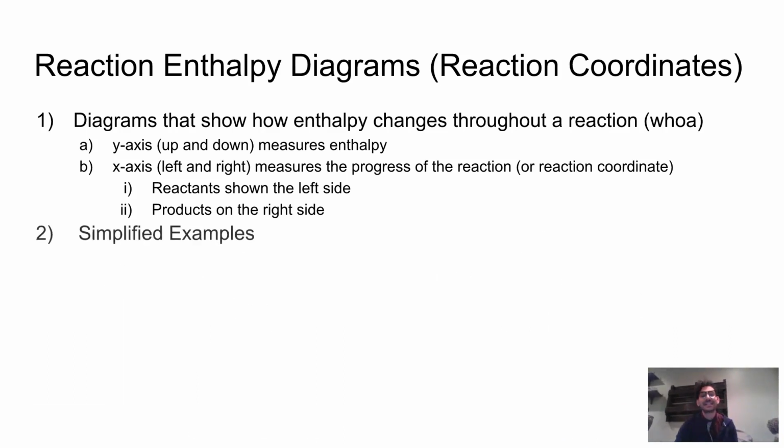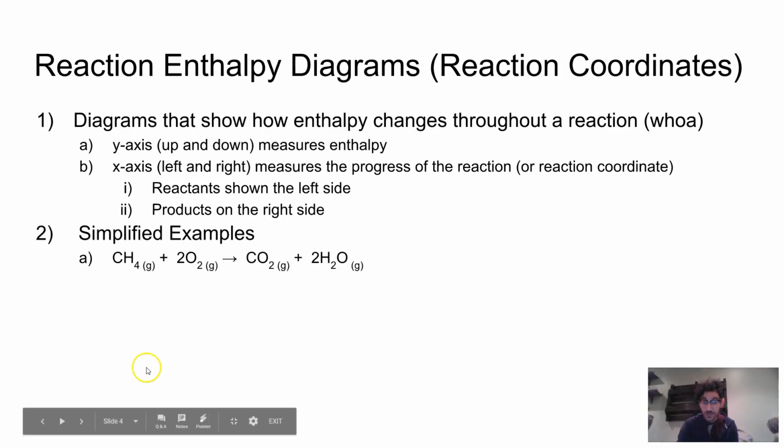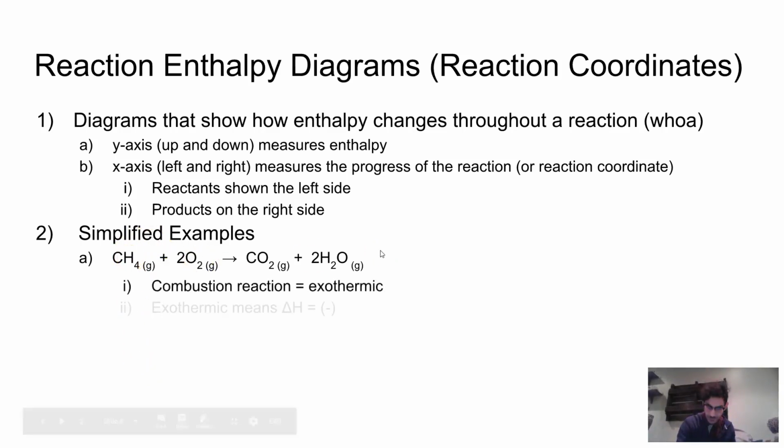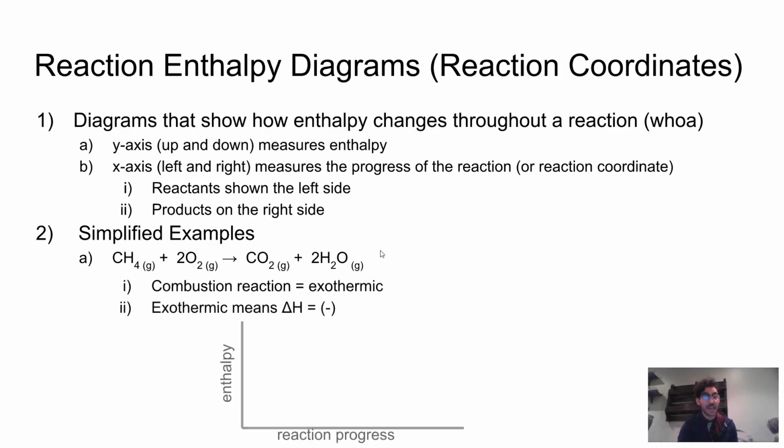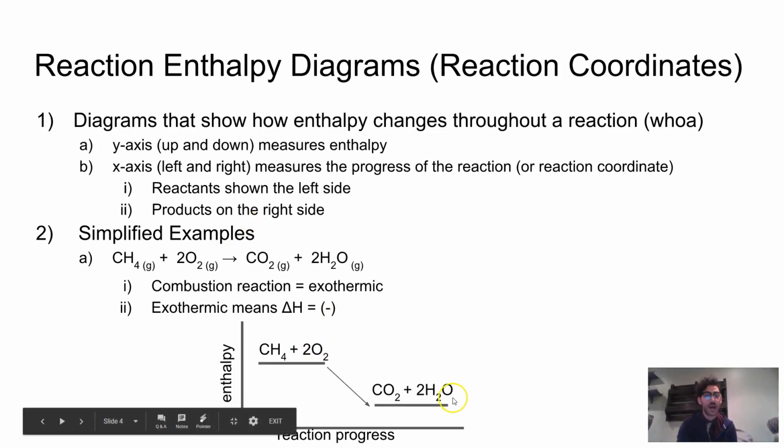Neat. So let's look at a simplified example. Here I've got our reaction. This is a combustion reaction. I've got methane burning in oxygen. So it's exothermic, so that means our delta H is going to be negative. So if I wanted to draw this, I would make sure that my reactants are higher than my products, because the delta H is negative. I'm going to go down in enthalpy. Neat. And so I can show my reactants here and my product over here. Very simplified reaction enthalpy diagram.